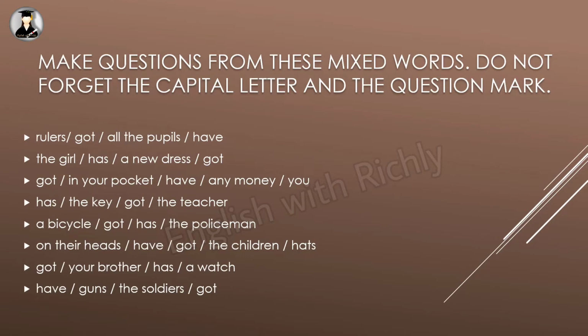On their hands have got the children hats. Have, helping verb. H capital. Have the children got hats on their heads? Got your brother has a watch. Has, H capital. Has is the helping verb. Has your brother got a watch? Have guns the soldiers got. Helping verb have. H capital. Have the soldiers got guns? Question mark.